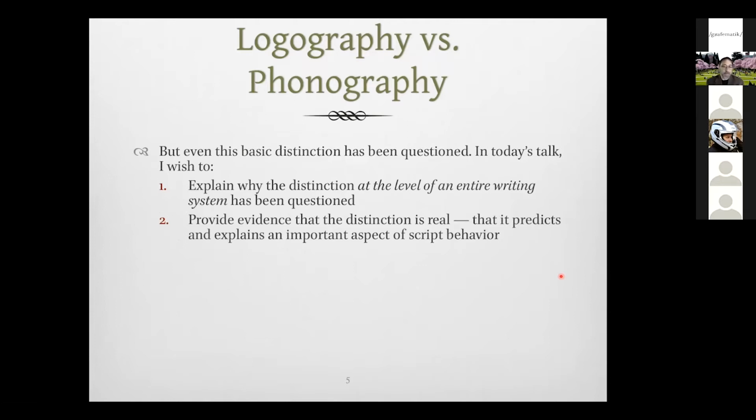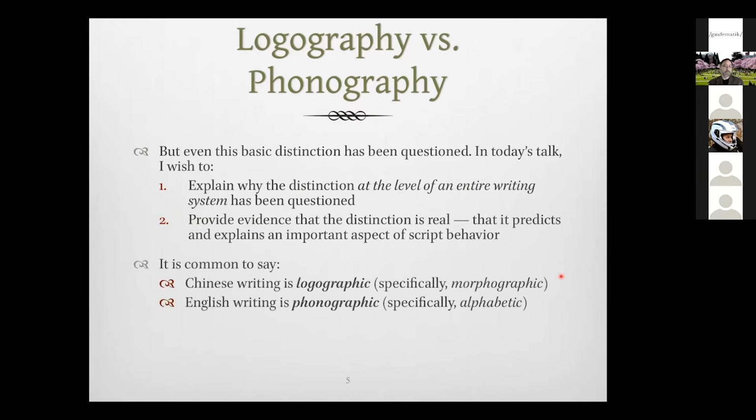But even this basic distinction has been questioned. You'll remember from a talk yesterday that when we look at individual graphs, there's a question about whether they might be logographic or phonographic. It's not always resolvable. But even the distinction at the level of an entire writing system has been questioned. So in this talk, I want to explain why we question that. And then I want to provide what I think is some new kind of evidence to show that that distinction really does exist, and that this typological or categorical distinction is really a deep one in writing systems. And I'm going to start with some examples.